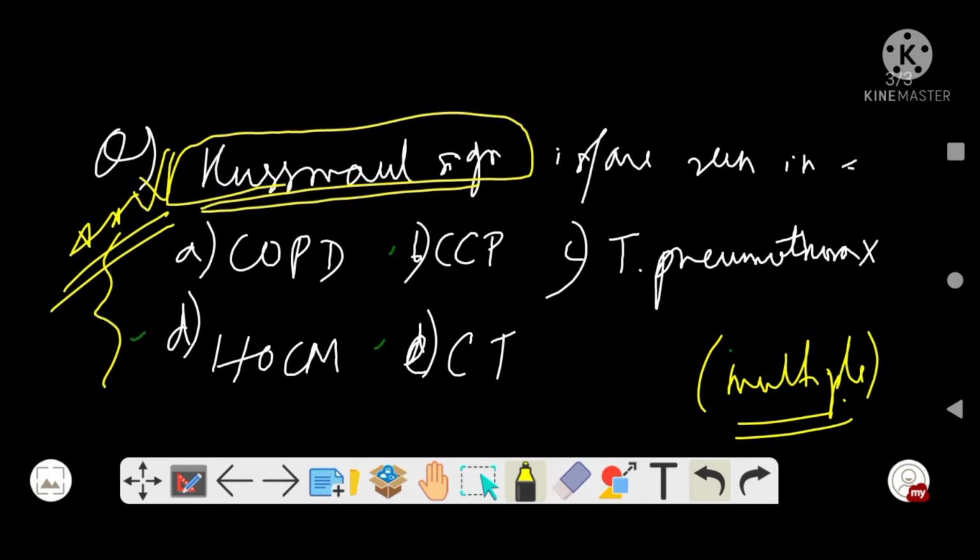First option is your COPD, chronic obstructive pulmonary disease. Second option is your constrictive pericarditis, CCP. Third option is your tension pneumothorax. Fourth option is your HOCM, hypertrophic obstructive cardiomyopathy, and fifth option is your cardiac tamponade. So in which of the following conditions will we see Kussmaul sign, right?